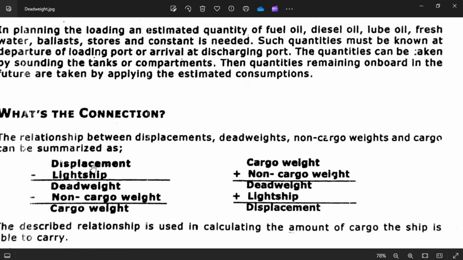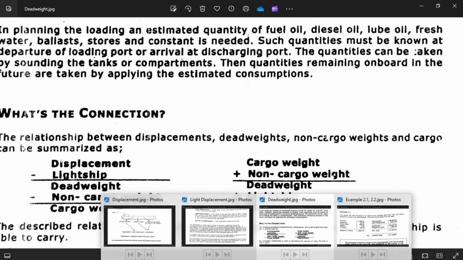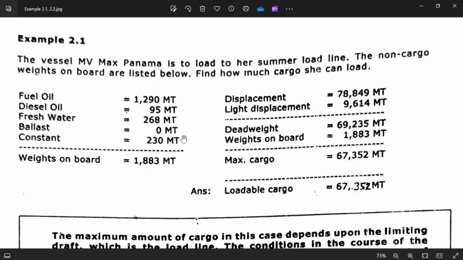So your displacement minus your light ship, this will be your deadweight, okay. Then minus this non-cargo weight, you put your non-cargo weight of 1,883. You deduct this one from this deadweight, then you have maximum cargo to load of 67,352. So this will be your loadable cargo of 67352. Okay, this is just a simple formula how to get this maximum cargo to load.